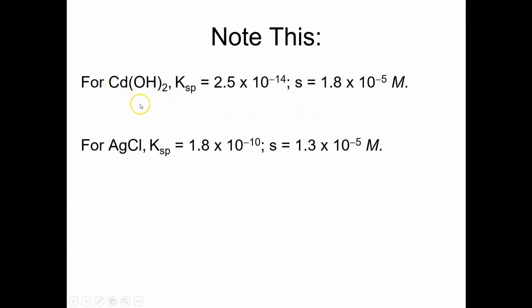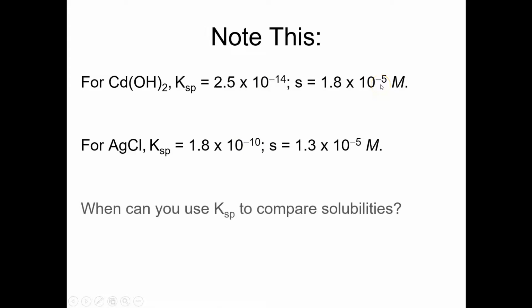That's because they don't have the same number of ions in their formula unit. Cadmium hydroxide has more ions, 3 ions in its formula unit, whereas silver chloride has only 2. And so what that means is that for these two compounds, you can't really look at their Ksps and say, oh, this one is way more soluble than that one because its Ksp is 10,000 times more. It turns out that they're very similar. So the question then arises, under what circumstances can you use Ksp to compare the solubilities of two ionic compounds, just to qualitatively compare their solubility?